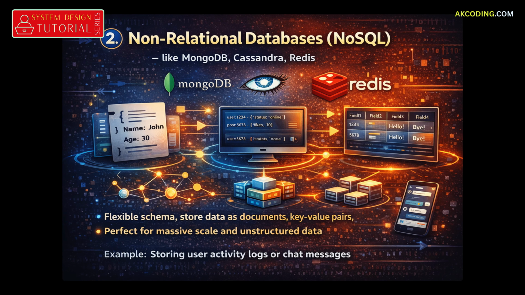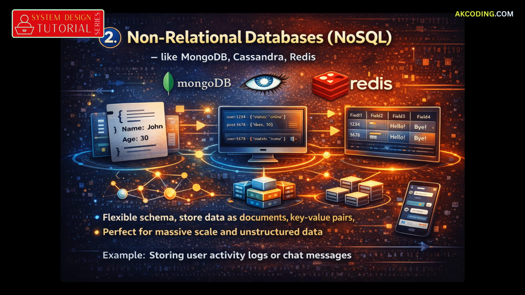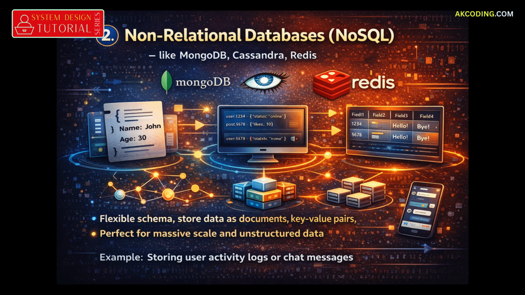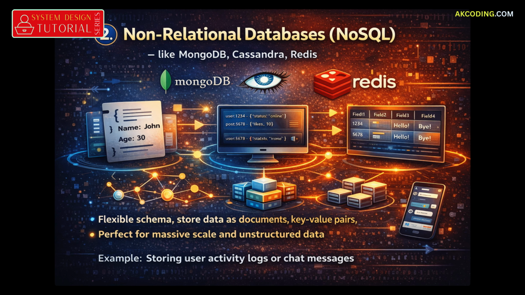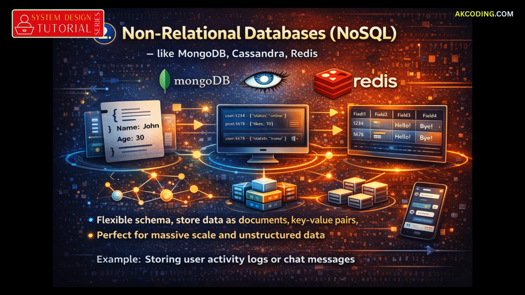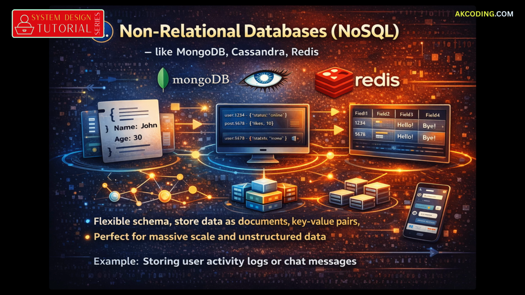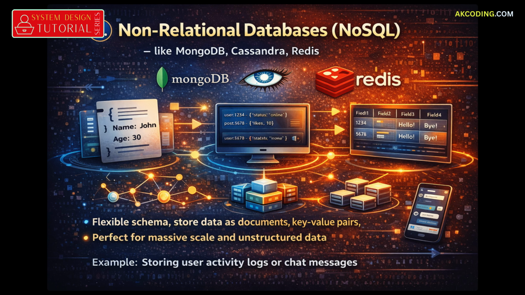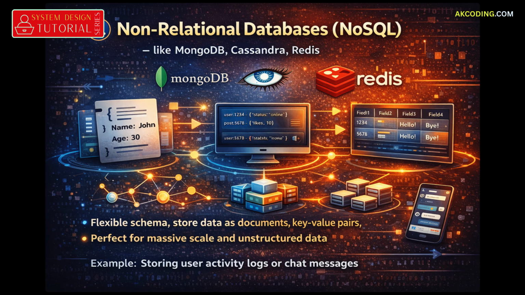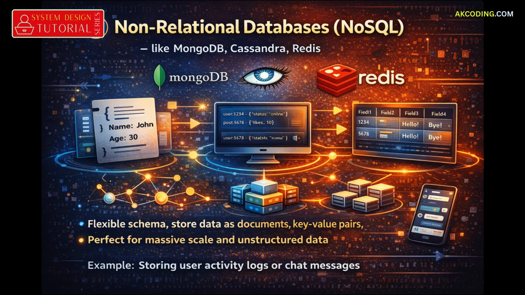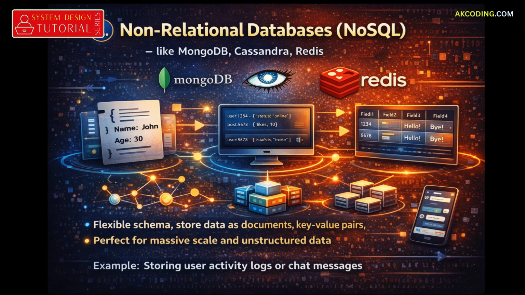Number two, non-relational databases, that is NoSQL, like MongoDB, Cassandra and Redis. Flexible schema, they store data as documents, key value pairs, graphs or wide columns. Perfect for massive scale data and unstructured data. For example, storing user activity logs or chat messages.